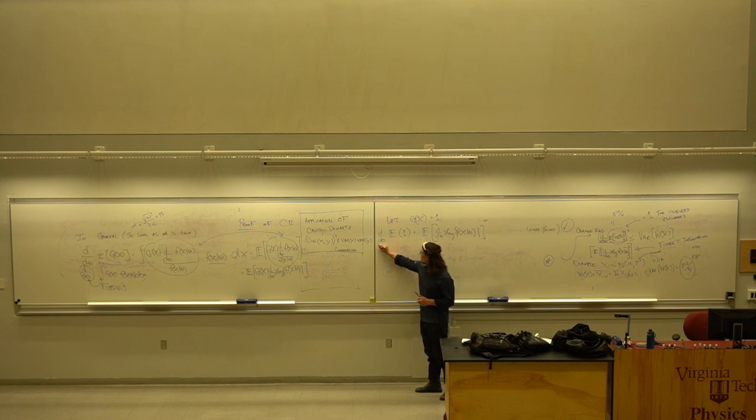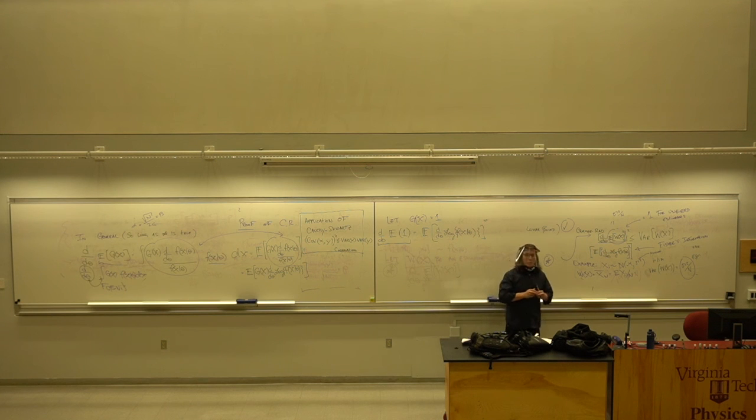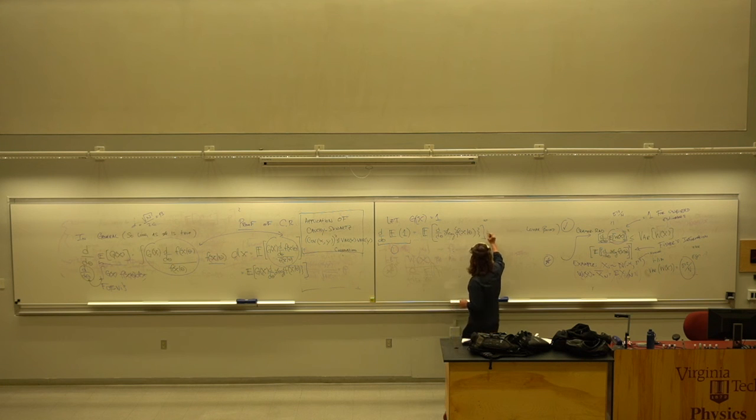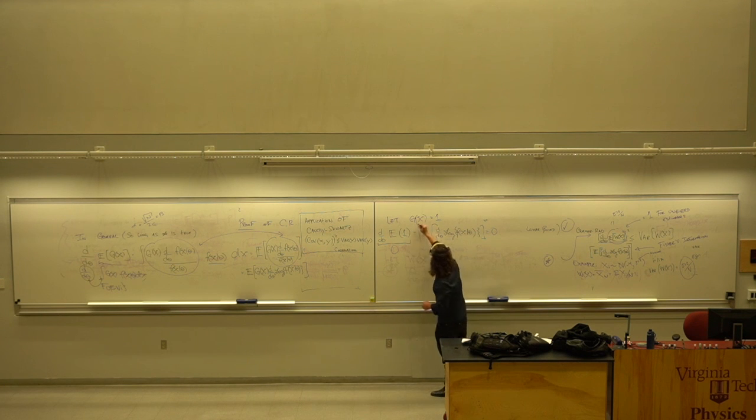Somebody help me out with this. What is this thing? It's 0. So expectation of a constant is the constant. Derivative of a constant is 0. So I've just proven that this thing is equal to 0. We're going to recycle that several times.